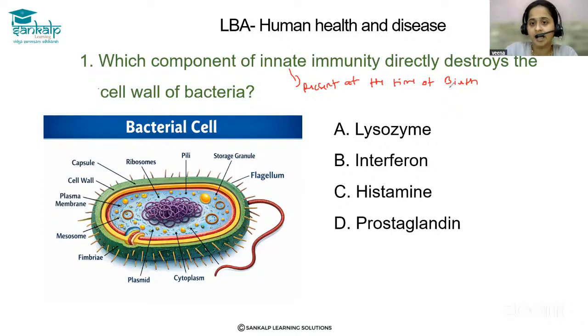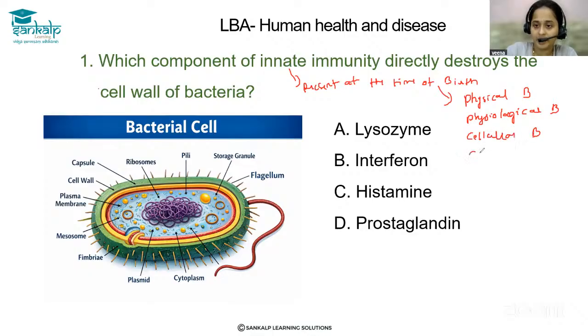So as you know that under innate immunity there are four barriers, that is what? A physical barrier, physiological barrier, and third one cellular, and then cytokines. Okay, so these are four barriers. Through these barriers, innate immunity is accomplished. Okay, so here they are asking which is going to destroy the cell wall of bacteria.